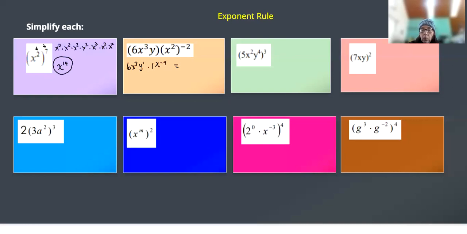Now, we've got coefficients of 6 and 1. 6 times 1 is 6. We've got an x to the 3 times an x to the negative 4, so we're going to add those. And then we have a y sitting by itself. When we do that, we get 6x, 3 plus negative 4 is negative 1, y.